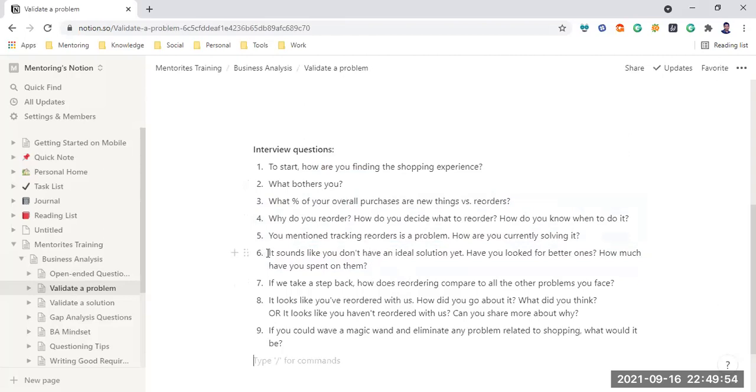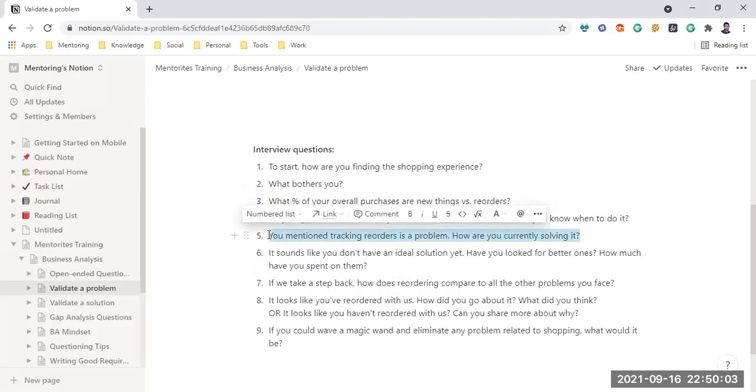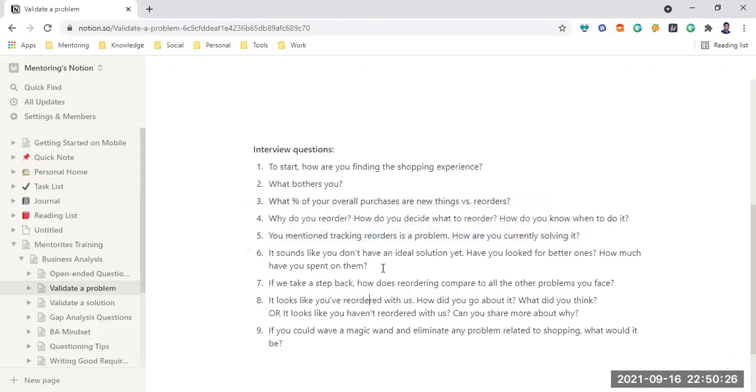This one will help you to understand if it's an important problem or not. You can ask users, you said this is a problem, but how are you currently solving it? Do you have any workaround? What are you exactly doing to solve it? If they're not really doing anything to solve it, or maybe it's been sitting there for some years, maybe you're not solving an important problem. That's something you need to look at.